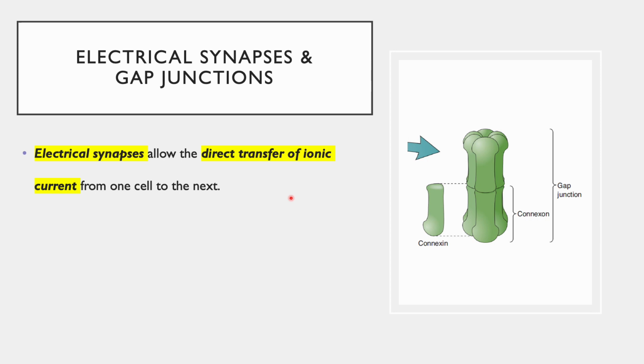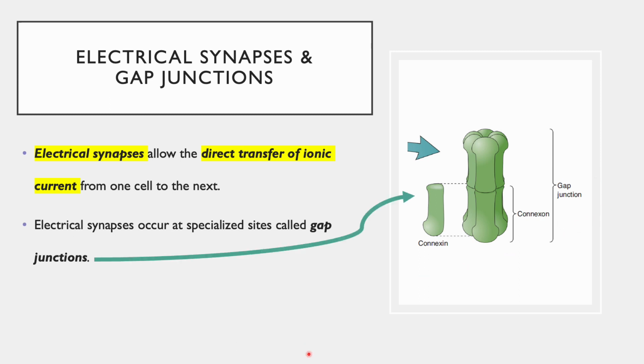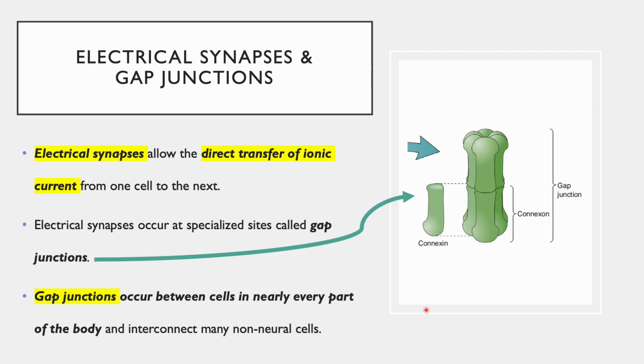This can even include epithelial cells, smooth and cardiac muscle cells, liver cells, and glial cells. So electrical synapses may not just occur between neuron to neuron. They can also transfer this ionic current to other cells around it. Interestingly, electrical synapses occur at these specialized sites known as a gap junction, and we're going to talk more about how the gap junction develops. Gap junctions occur between cells in nearly every part of the body, so they interconnect many non-neural cells as well.